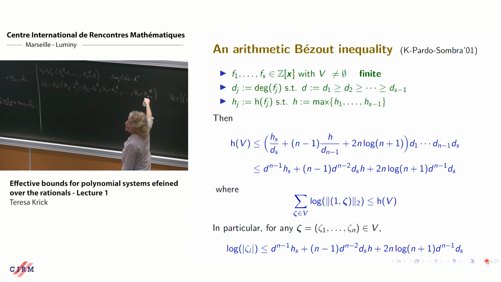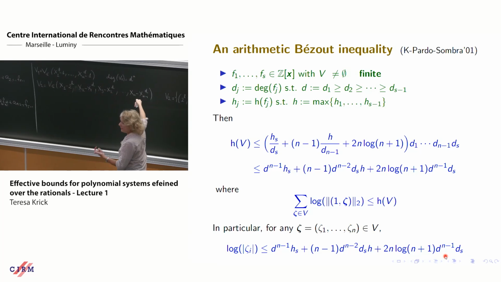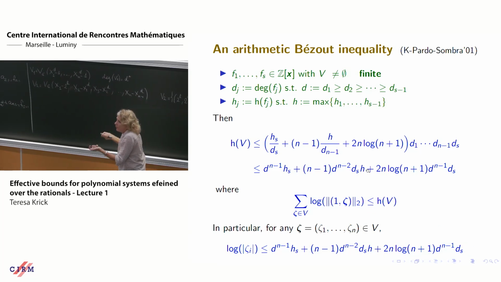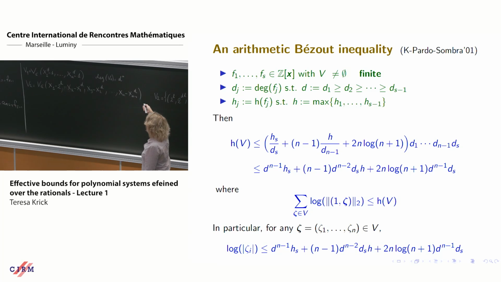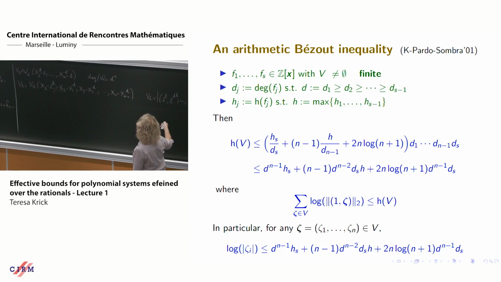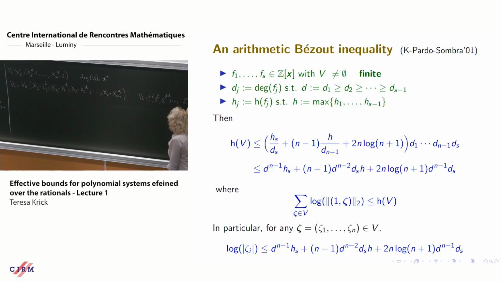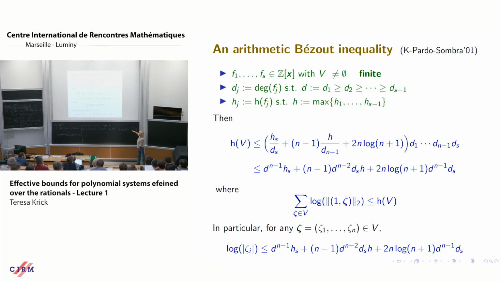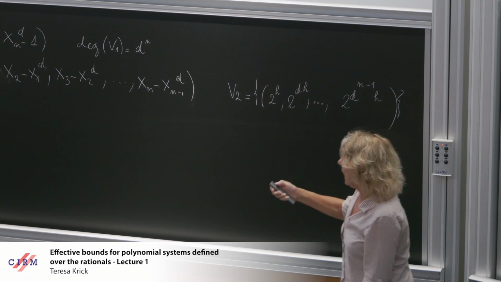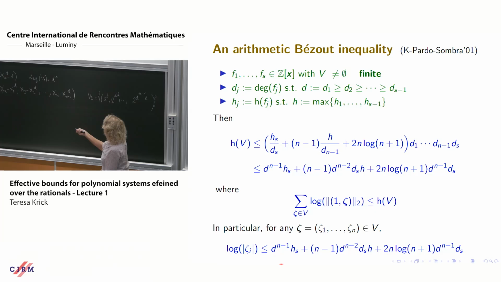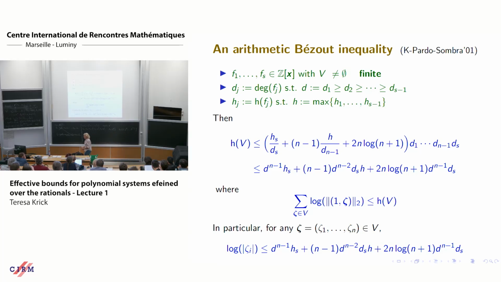I cannot get rid of this quantity. So anyway, we have that the height of the last coordinate of this point is d to the n minus 1 h, while the theorem would give d to the n minus 1 h plus this quantity depending on the degrees. Okay? So in some way, this is what I wanted to say about this.